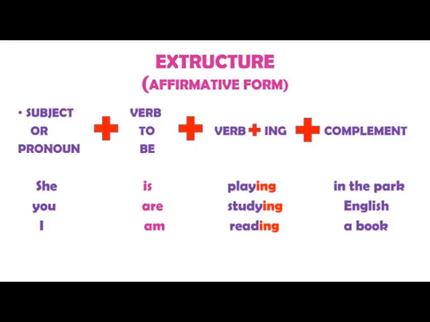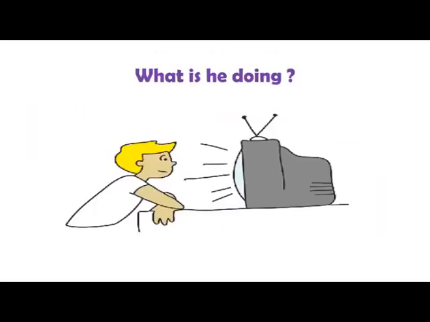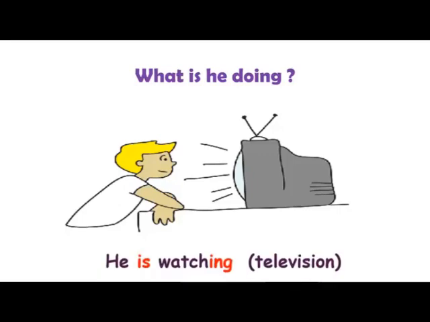Now we are gonna do some exercises, okay? This is your turn. What is he doing? ¿Qué está haciendo? Él está viendo televisión, ¿verdad? Entonces, ¿cómo lo diríamos? He is watching TV, right? Primero pondríamos el pronombre, ¿seguido de quién? Seguido del verbo to be. And then, después, el verbo con ing, the verb with ing. And finally, the complement. Let's see. He is watching television. Very good. Repeat after me, please. He is watching television. Very good, student.